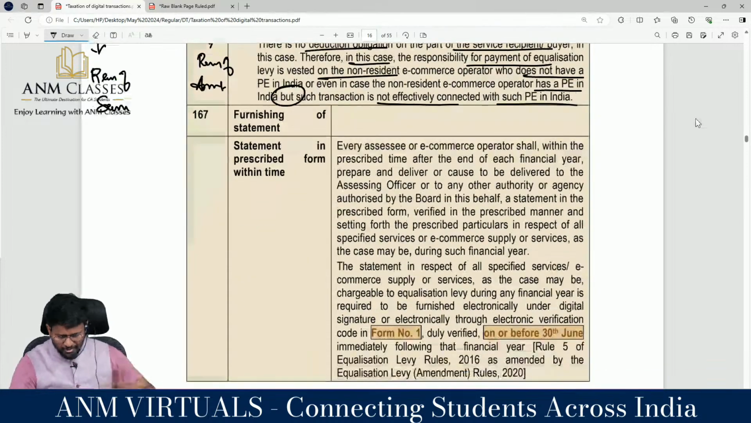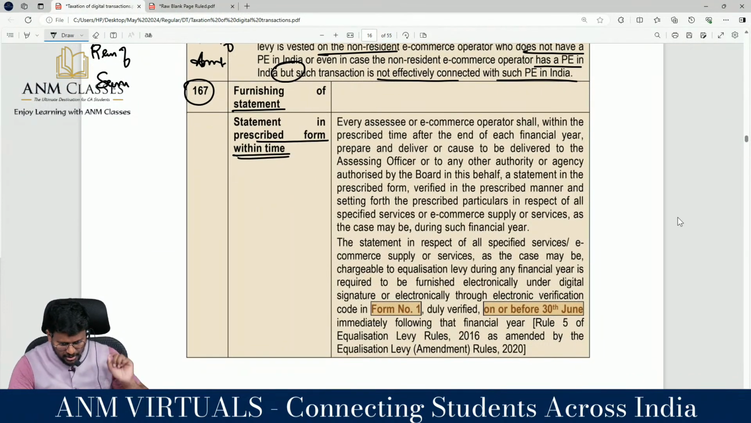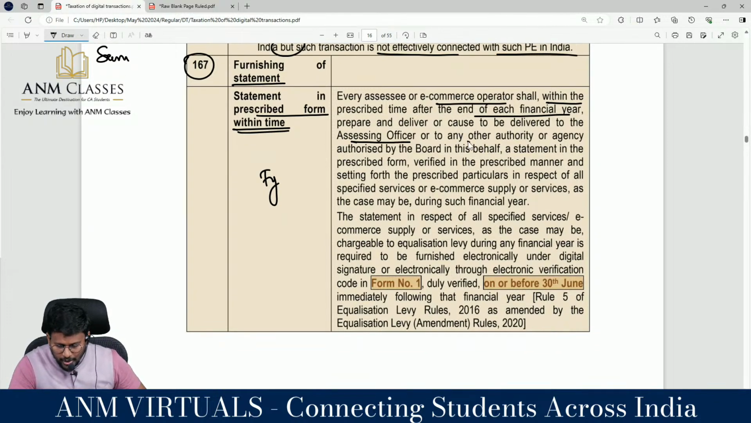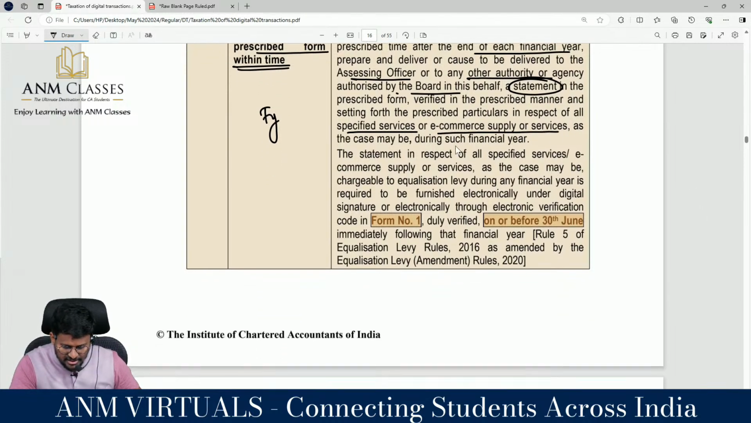I'm moving into the next one. Next one, 167. Furnishing of what? Statement. Statement in prescribed form within the time. Every assessee or e-commerce operator, because these are the two who are responsible for deduction, shall within the prescribed time after the end of the year, prepare and deliver or cause to be delivered to the prescribed authority or to any other authority or agency authorized by the board in this behalf a statement in the prescribed form verified in the prescribed manner, containing the prescribed particulars in respect of all specified services or e-commerce supply or services, as the case may be, during such year.